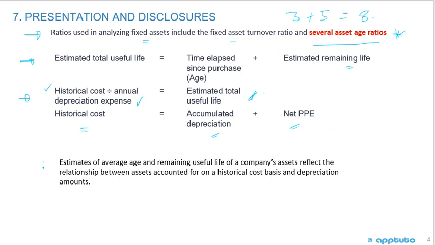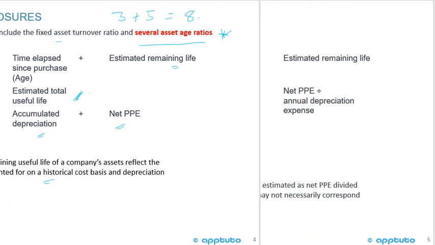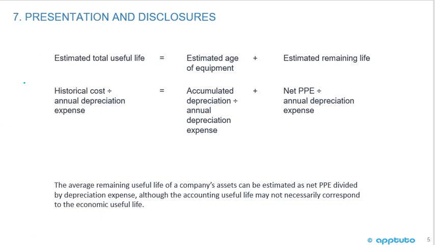So estimates of average age and remaining useful life of a company's assets reflect the relationship between assets accounted for on a historical cost basis and depreciation amounts. Okay, some more formulas with regards to estimated total useful life, estimated age of the equipment, and estimated remaining life. So the estimated total useful life equals the estimated age of the equipment plus the estimated remaining life. Here, I probably should put some equal signs on this slide because we're just rewriting that equation, but we're using some sub-calculations.